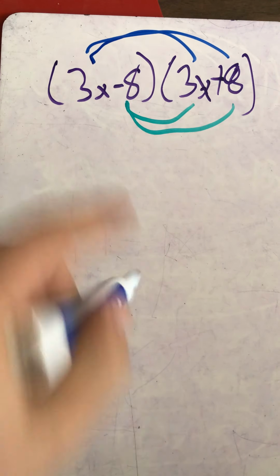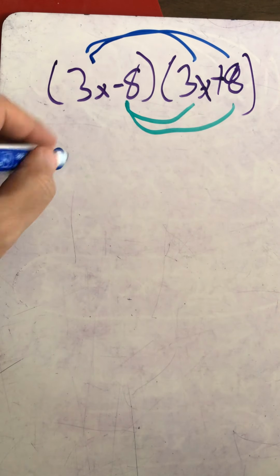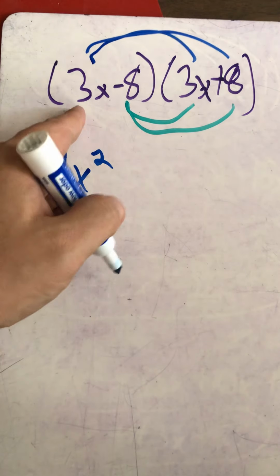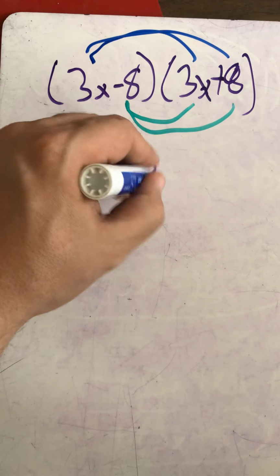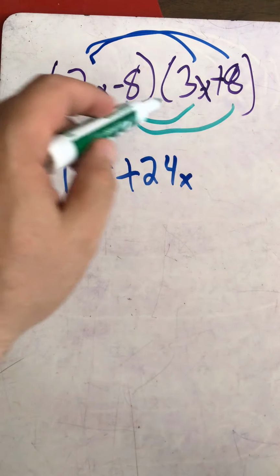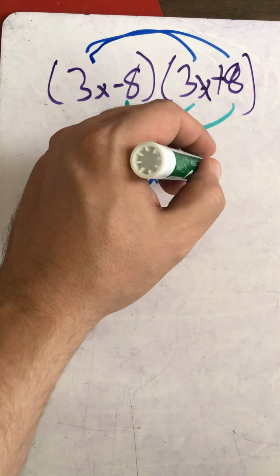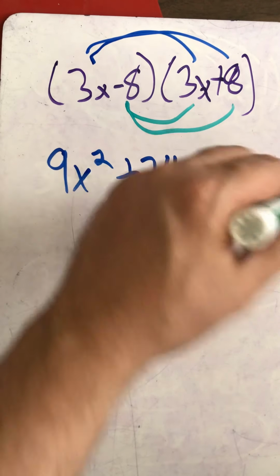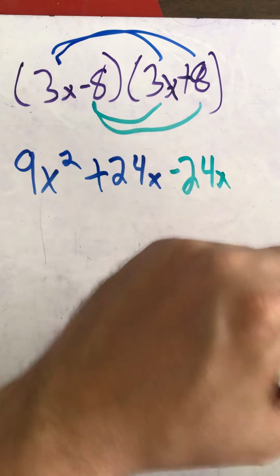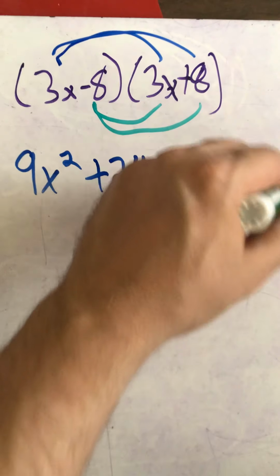I know, more multiplying. 3x times 3x, 9x squared. 3x times positive 8, 3 times 8 is 24, and the x comes along for the ride. Now we have negative 8 times 3, minus 24x. Ooh, interesting. And then we have negative 8 times 8, it's minus 64.